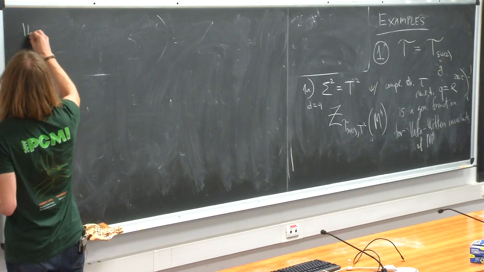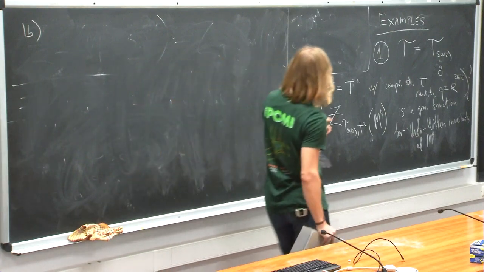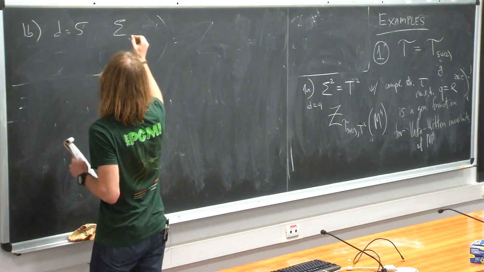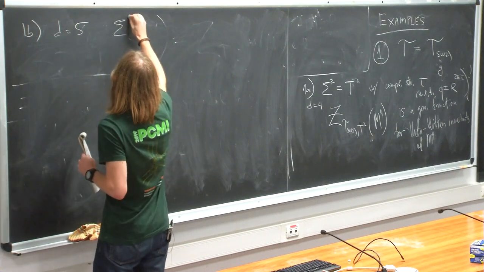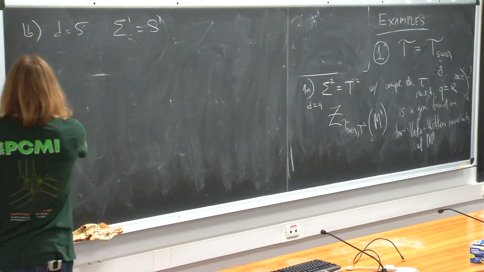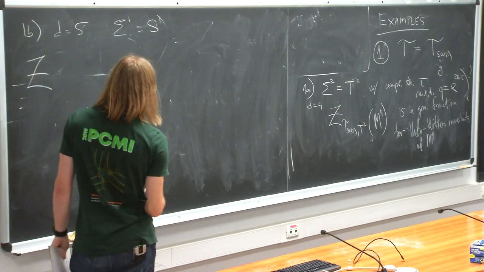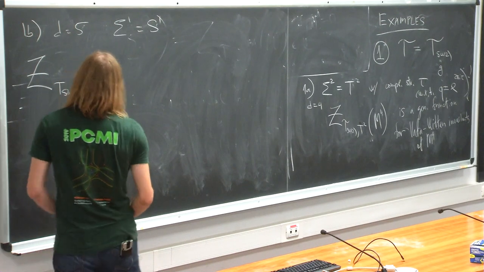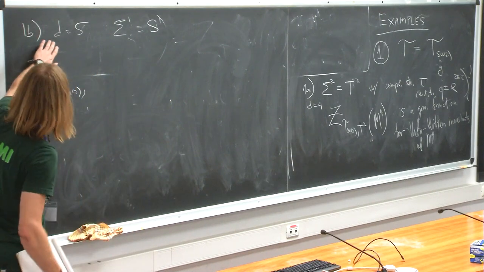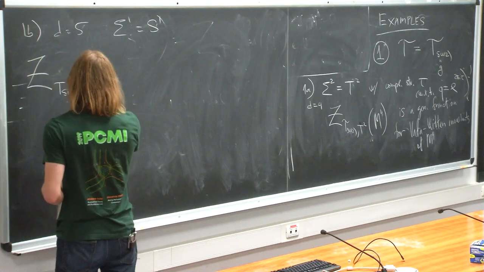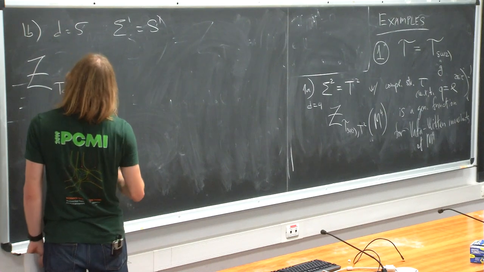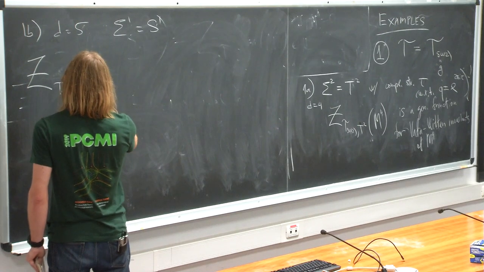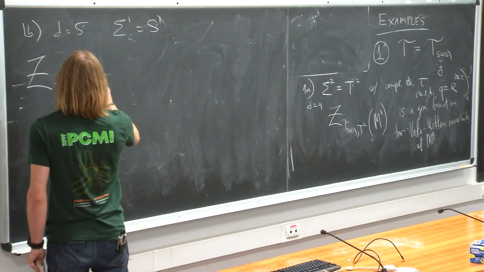And if I take, so I keep T to be the same, but let me take d equals 5 and sigma_1 just as S^1. Then now I can understand this as some 5-dimensional QFT, up to some subtleties, but let me not talk about them. So this is labeled by S^1.